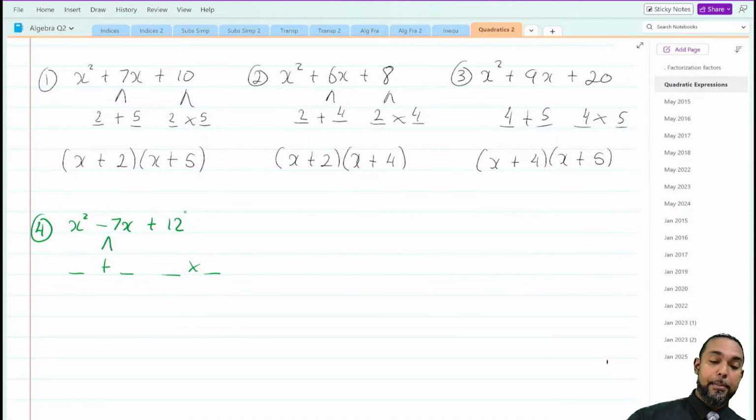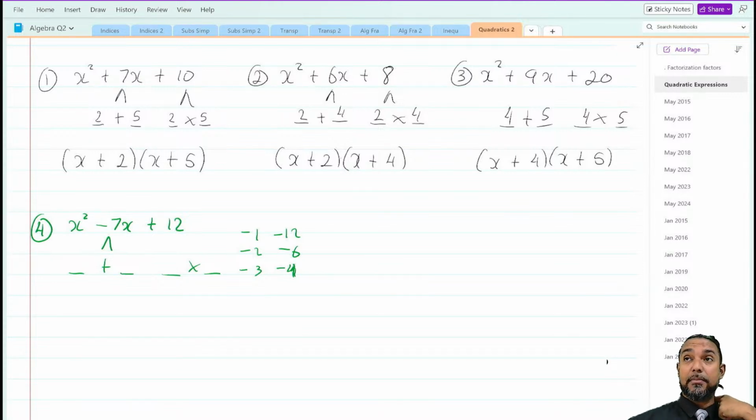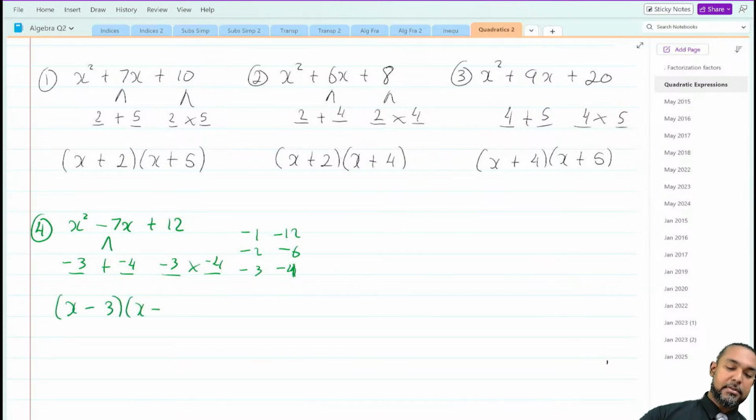So whenever you have a positive product but a negative sum, the numbers will both be negative factors, right? Before you worry about the signs, worry about the factors. What are your factors of 12? 1 by 12, 2 by 6, and 3 by 4. Now we know that the factors have to have the same sign. Which of these pairs of numbers, when added together, will give us minus 7? Minus 3, minus 4. So now when you factor here, you'll end up with x minus 3 by x minus 4.